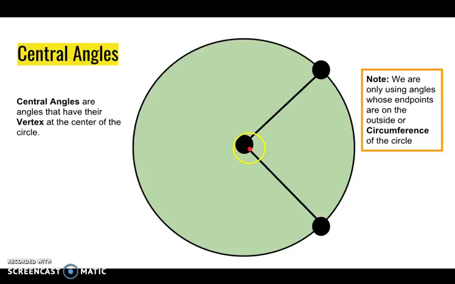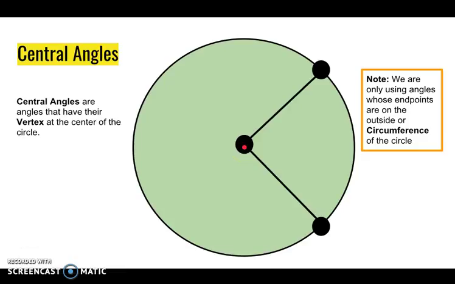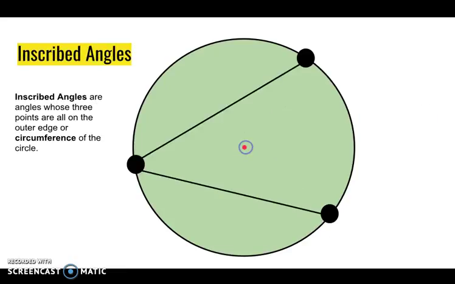So central angles are where I have my two endpoints here on the circumference, or the outer edge, and then my vertex, this middle point here, is at the center. Okay, center, central angle. An inscribed angle is where all 3 points are here on that outer edge, okay? All 3 points are part of that circumference.